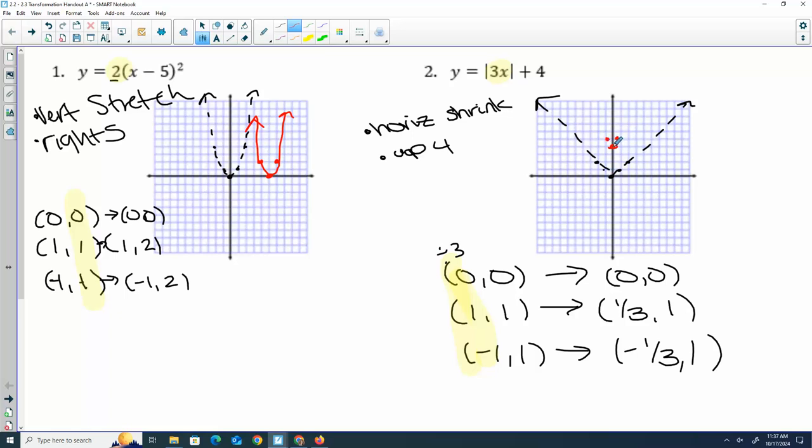So we get this very skinny absolute value graph that's been shifted up. And that's why it's a horizontal shrink. It's like I took it in from the sides and squeezed it in. So it got skinnier. Questions on that one? What's the next one?